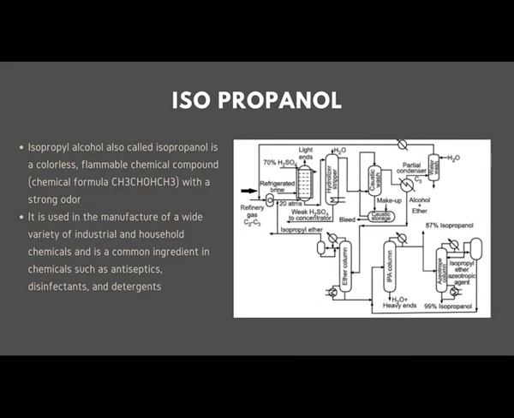Isopropyl alcohol, also called isopropanol, is a colorless, flammable chemical compound with a strong odor. It is used in the manufacture of a wide variety of industrial and household chemicals and is a common ingredient in chemicals such as antiseptics, disinfectants, and detergents.